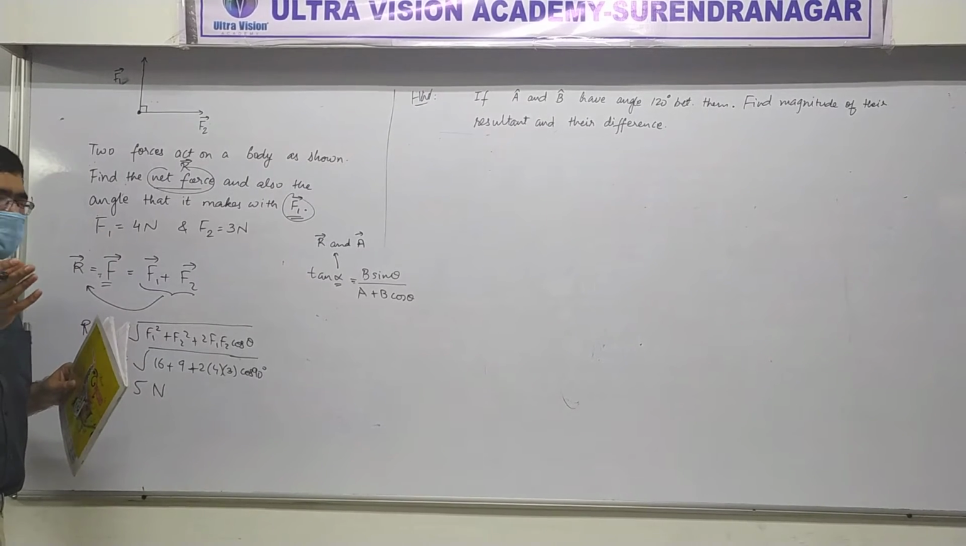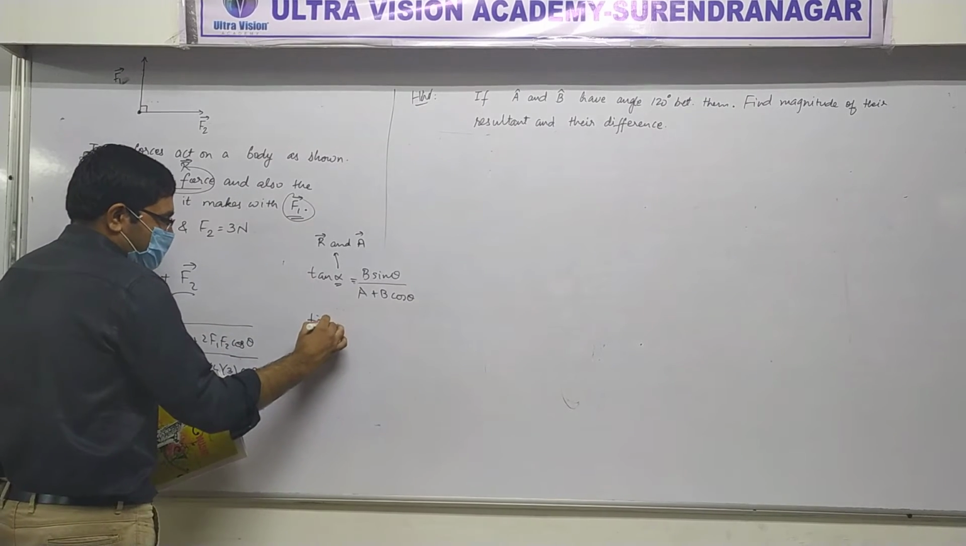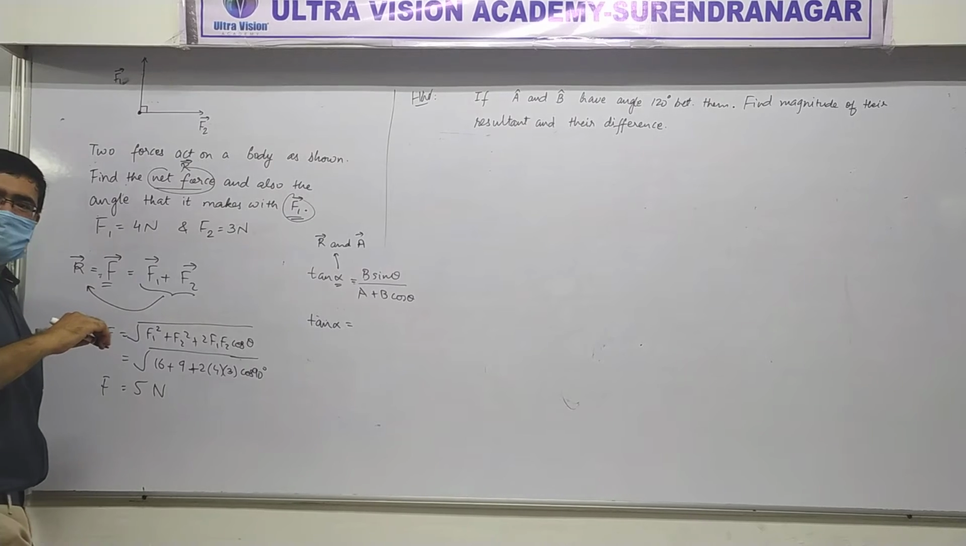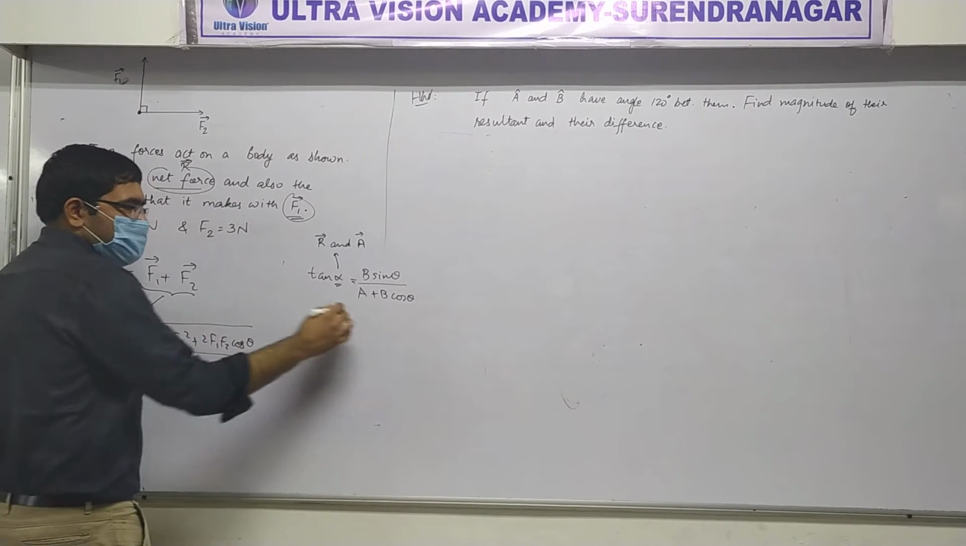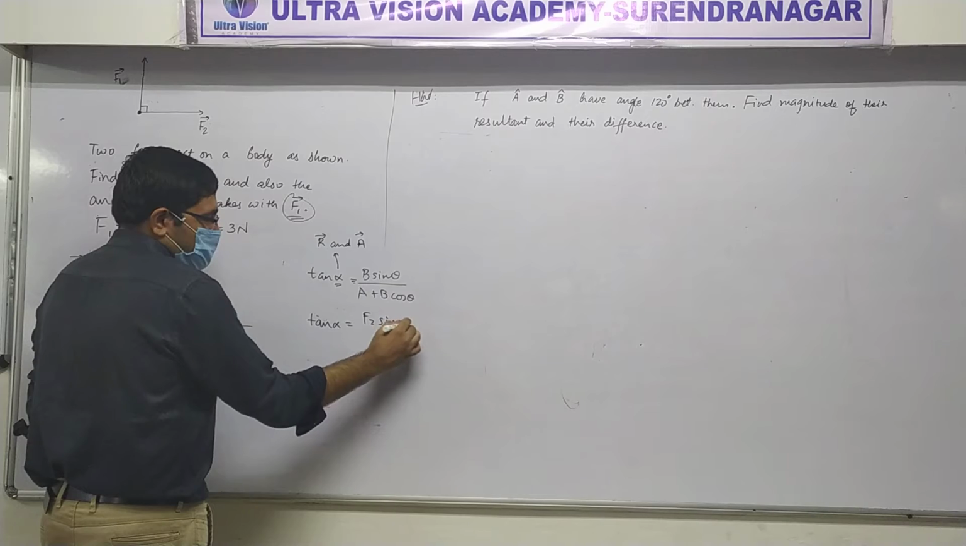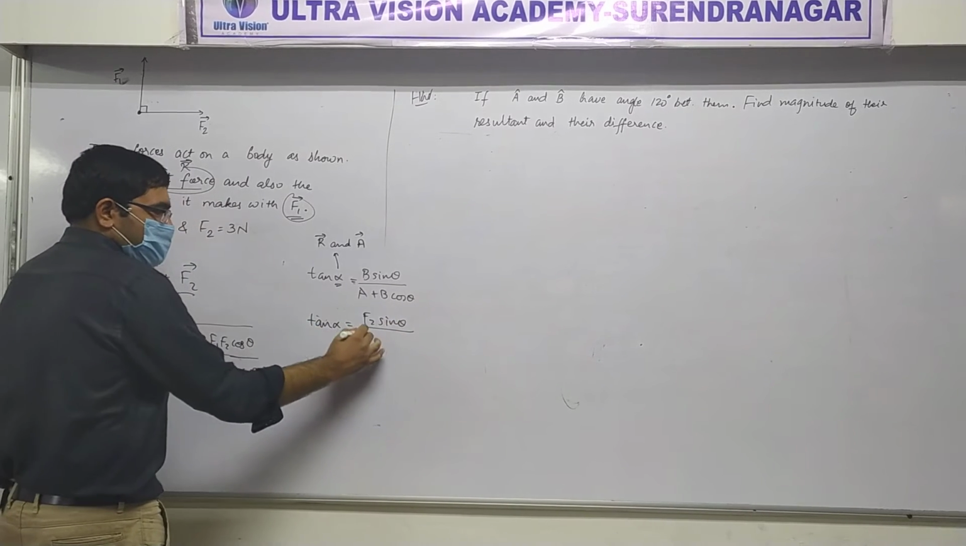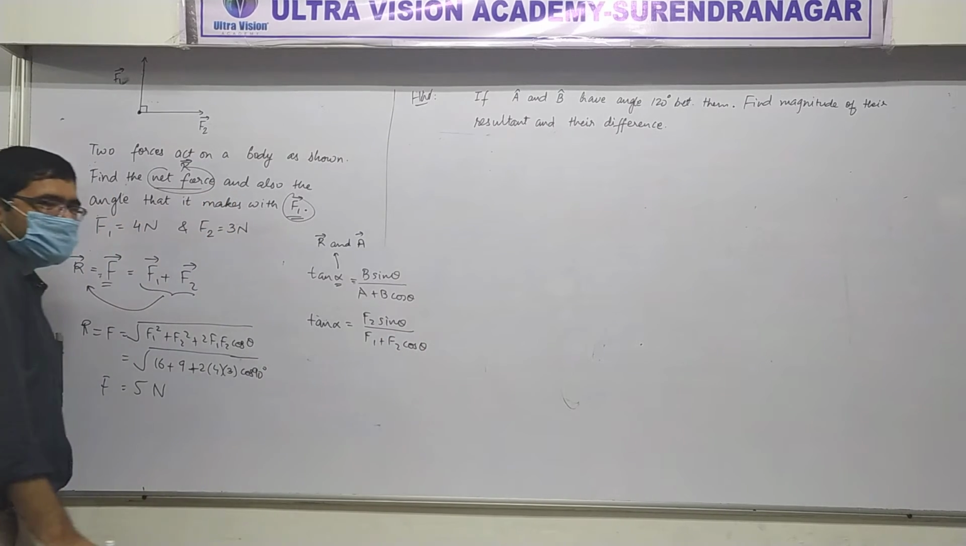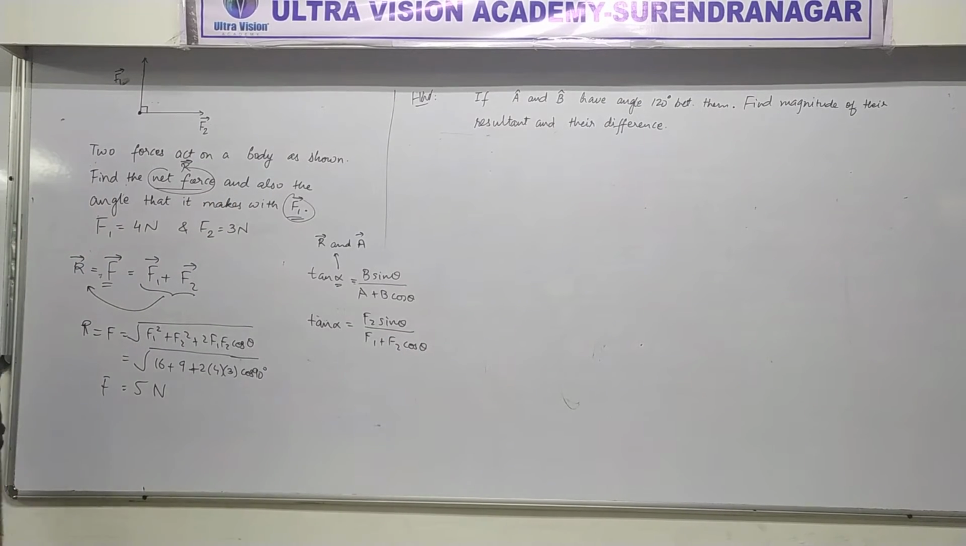Correct or not? Yes. Okay, so modify the formula and tell me what I should write now for this particular question. F2 sin theta. Very good. Upon F1 plus F2 cos theta. Well done. Has everyone understood that? Yes. Sure? Yes. Okay, sit down.